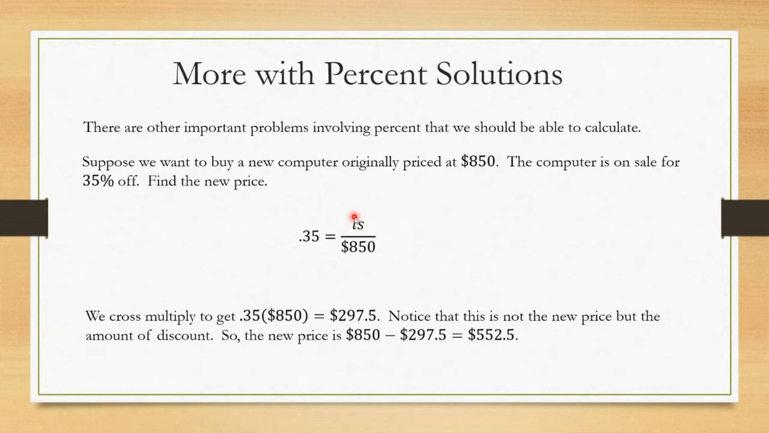What is 35% of 850? Okay, so we have our is over of. Right? That's another ratio with percent that's useful. Another ratio that you can use with percents. Instead of part over whole, you have is over of. So we have 0.35 equals is over of.